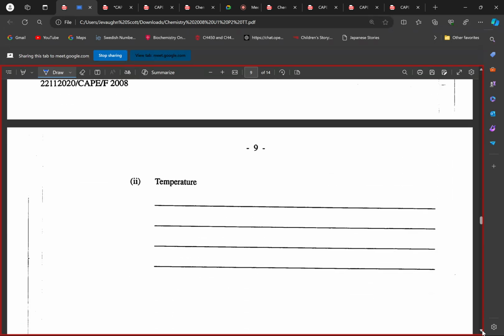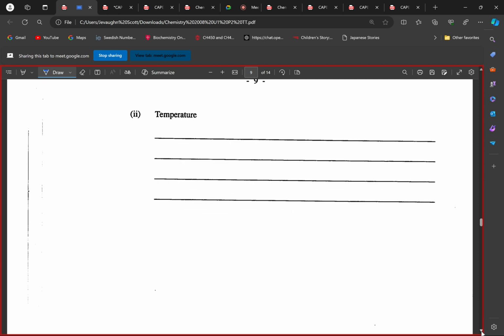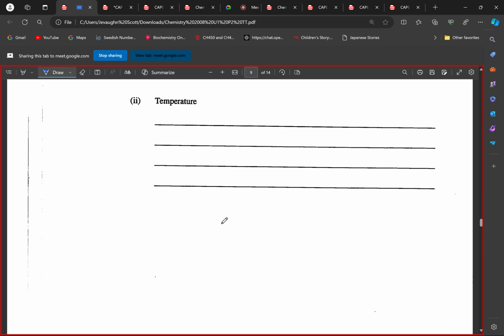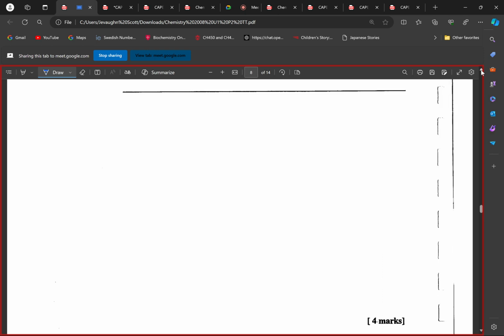And then here we have temperature. How does temperature increase the rate of reaction? Or how does the rate of reaction increase with temperature? Don't forget that it provides more successful collisions with the catalyst. Oh, the catalyst. Okay. So let's go into collision theory then.